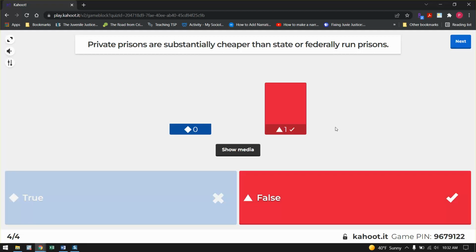So if they're able to exclude these most expensive prisoners, it's easy to see why on paper they may look cheaper, but in actuality, they aren't cheaper to run than our state or federally run prisons.